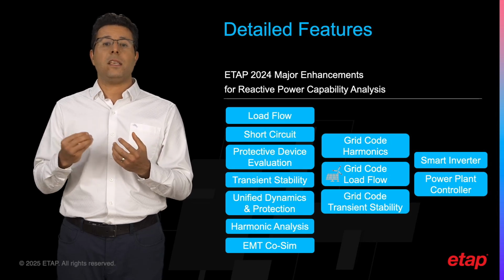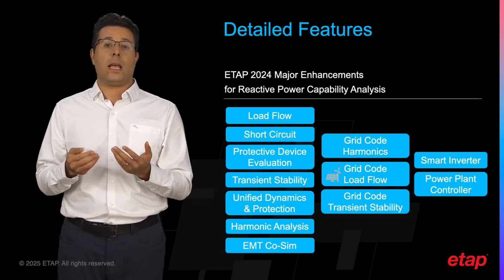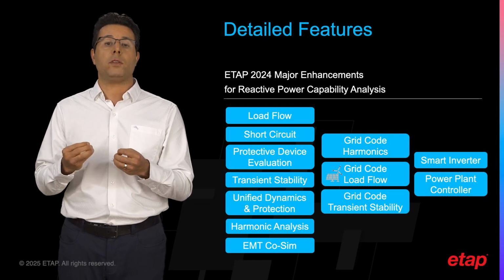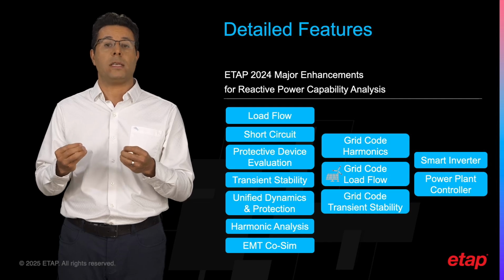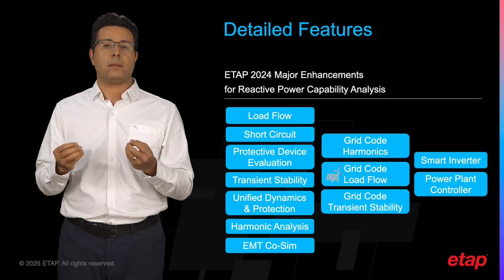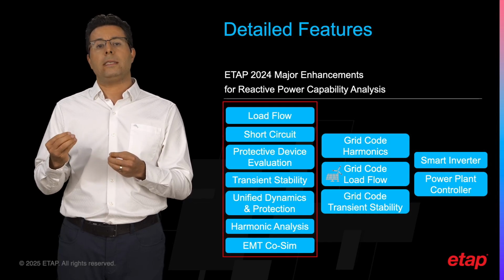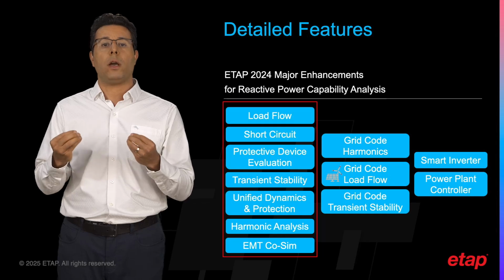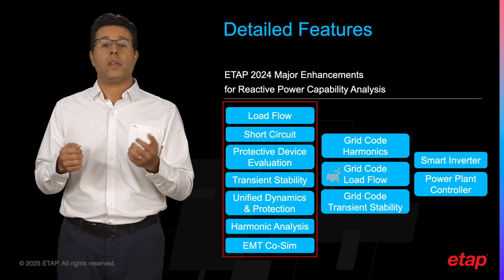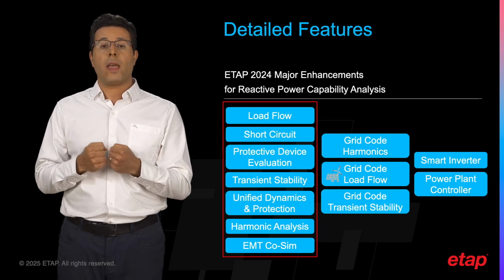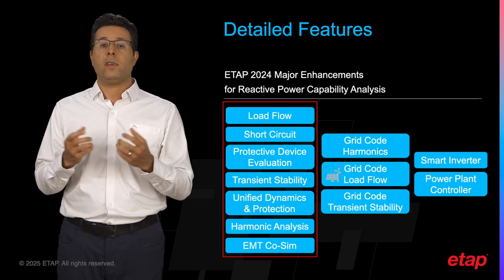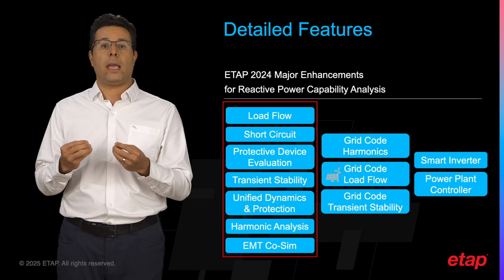ETAP combines extensive modeling capabilities with advanced solution algorithms, enabling you to undertake the wide range of studies required for grid connections and grid impact analysis of wind parks, PV generations, and other renewable energy power plants. Various study modules in ETAP enable conductions of all required interconnection studies, including but not limited to load flow, short circuit, protective device coordination, transient stability, unified dynamics and protection, harmonic analysis, as well as co-simulations with electromagnetic transient programs known as EMT.